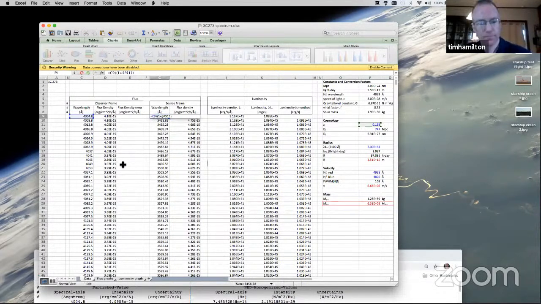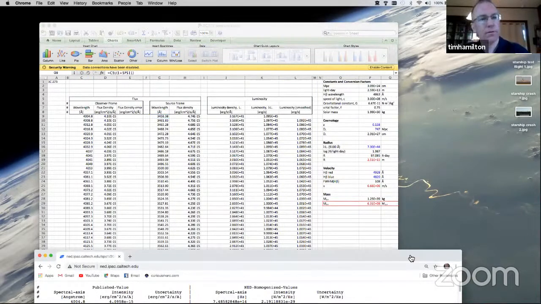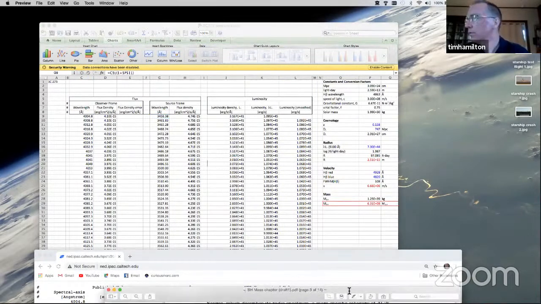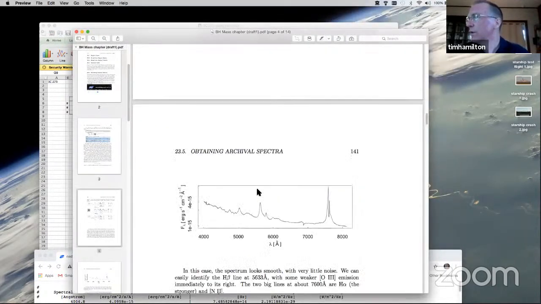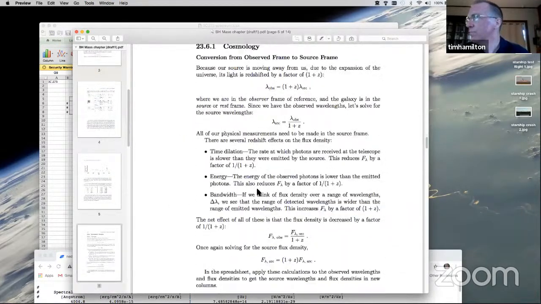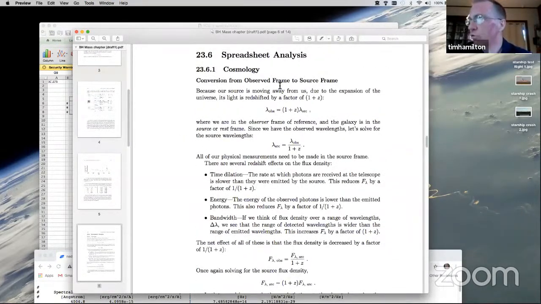We take, actually, let me go back to the book chapter. Okay. So we've got that equation there. I'm also going to go through, this is the same stuff that I've just shown you. All right, we're going to do the cosmological corrections here to go from the observed frame to the source frame. So those factors of 1 plus z are important. This is the basic equation here. The observed is equal to 1 plus z times the source. Now, but we need to solve for the source wavelength. So we simply divide what we observe by 1 plus z.